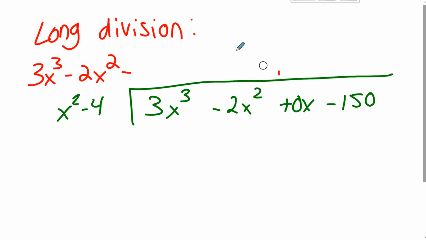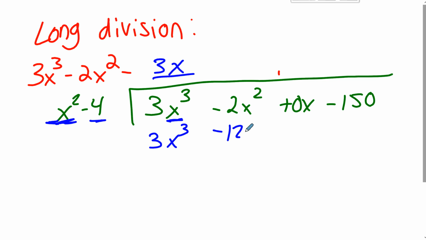I need some space here, so I'm going to erase this part. Okay, so then we just ask ourselves, what times x squared gives me an x cubed? That's another x. And then I need a 3. How do I get a 3? 3 times 1 is 3. So then I distribute that to both the x squared and the 4. So that's a 3x cubed. You want the same thing here. And then I multiply it by the negative 4. So 3x times negative 4, sorry, is a negative 12x.